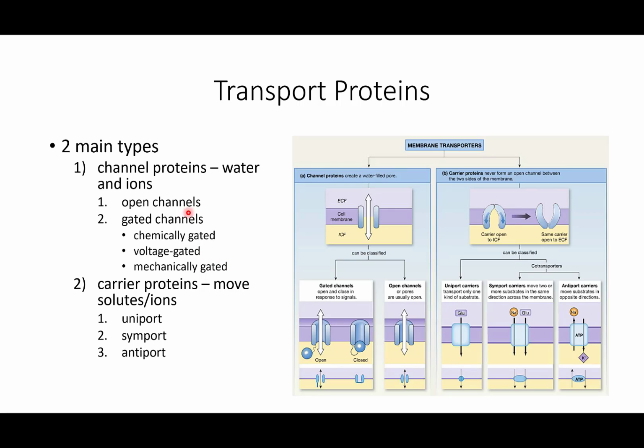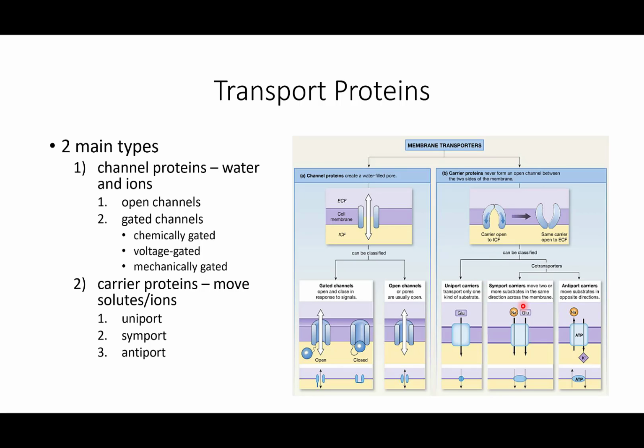I'm not going to go through the channel proteins again, but what I want to focus on here is carrier proteins. Here you can see a carrier protein; something will bind to it, and it changes the conformation of that protein. First it's perhaps open to the ICF, a molecule binds to it, that changes its conformation, and then it opens to the ECF, and the molecule can dissociate and move out.